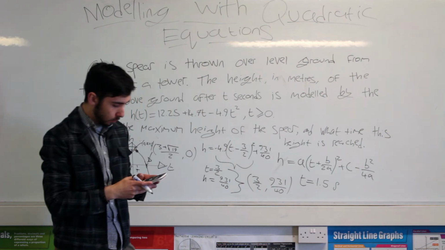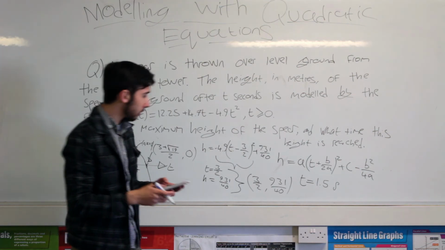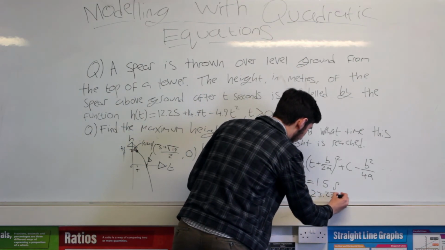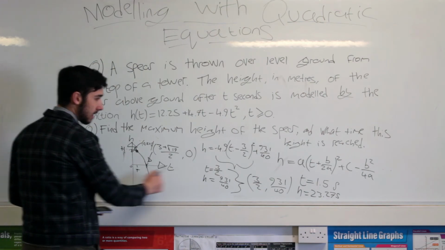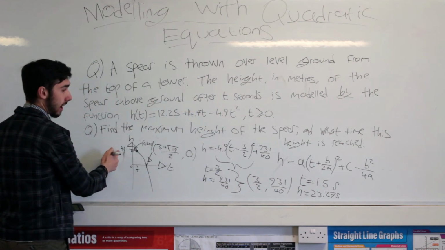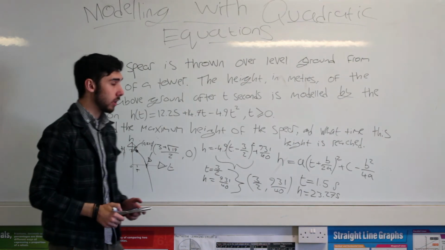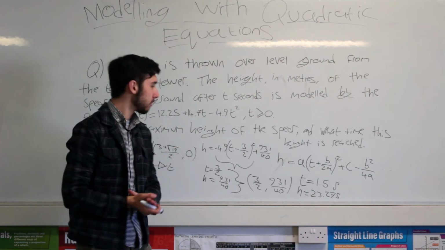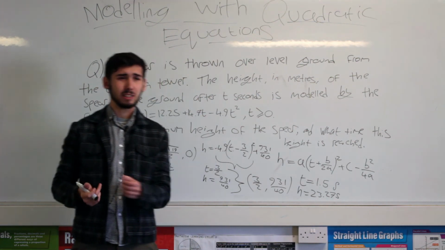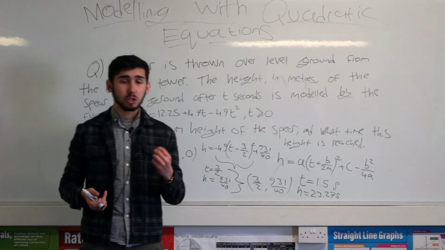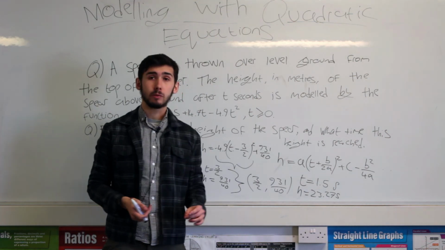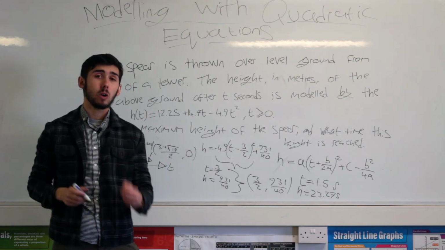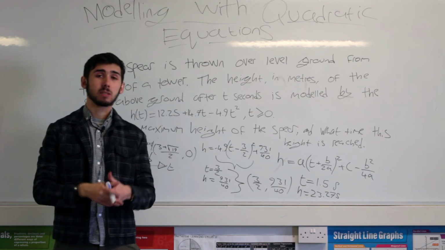And 931 over 40, I'm just going to check that. As a decimal, that's about 23.275. So capital T is 1.5 and capital H is 23.275. In other words, the maximum height of this sphere, no, I said it right the first time. You're saying sphere in maths, that when you say spear, you think you said it wrong. The maximum height of this sphere is 23.275. That's the highest altitude that it reaches above the ground. And it reaches that height 1.5 seconds after it has been thrown.